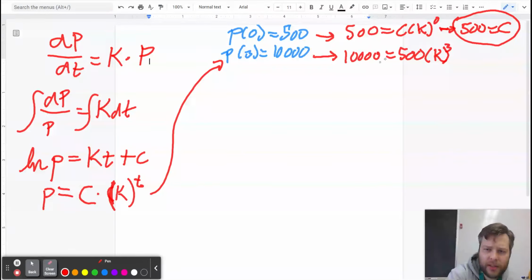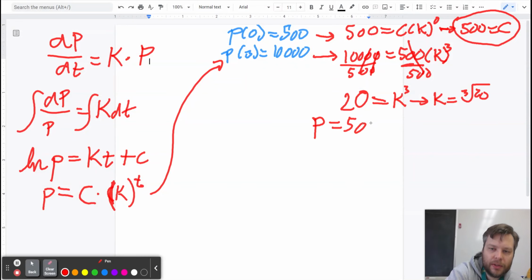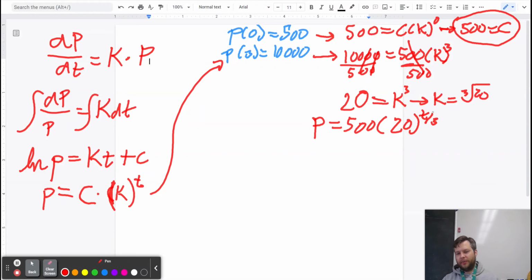Divide by 500. So let's see, cross off 2 zeros. So 100 over 5 is 20, I believe. Yeah. So 20 is K to the third, implying that K is the third root of 20. So now our model is P equals 500 times 20 to the t over 3. I like to put the third root as a fraction in the exponent because every time t reaches 3, you're getting 20 times as big, according to the model at least.